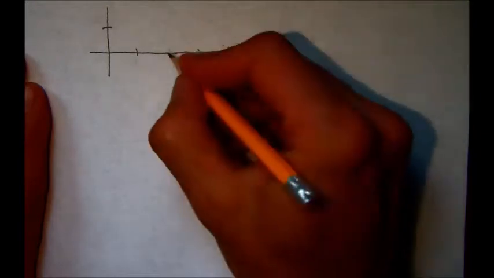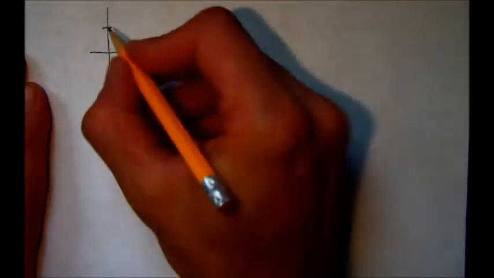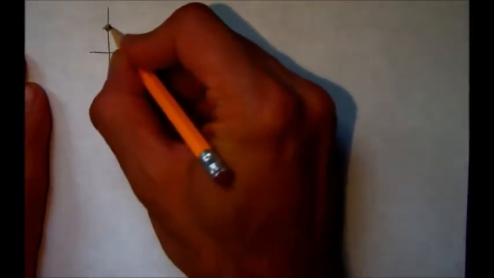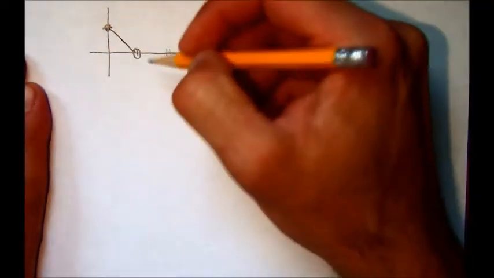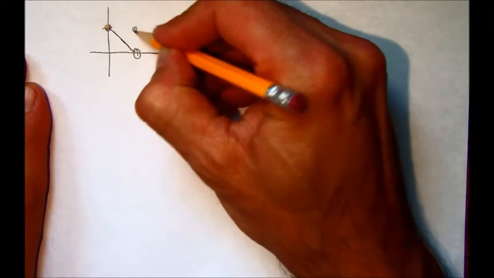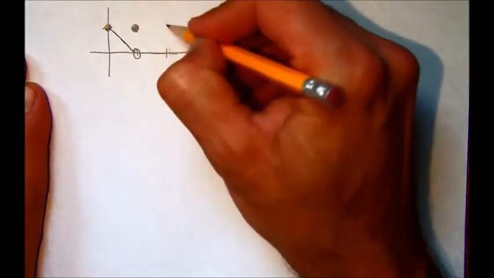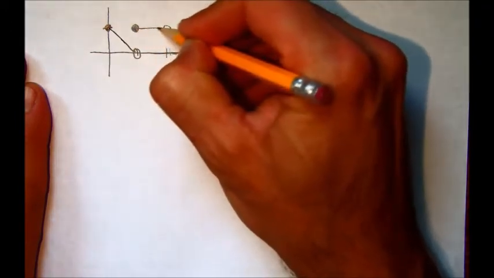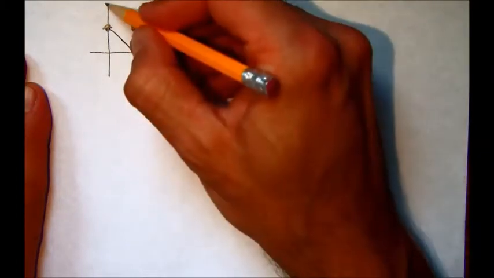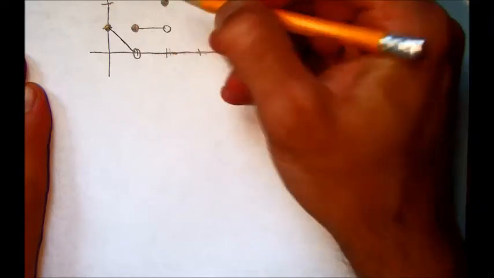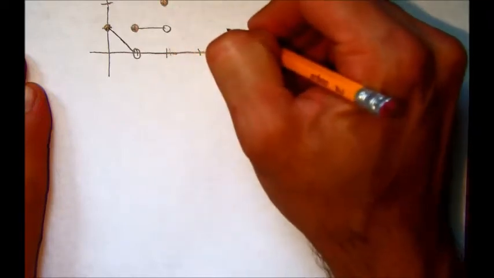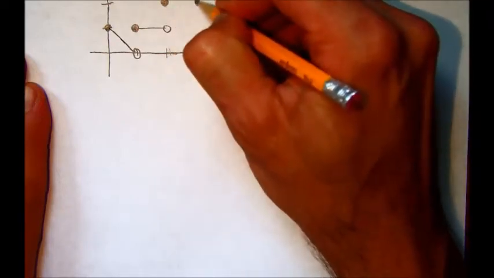Okay, so we need a point here. This is a closed point, and an open point here. Then pick it up here with a closed point and an open point. We'll need a point up here at 2. Closed one, and up a space.